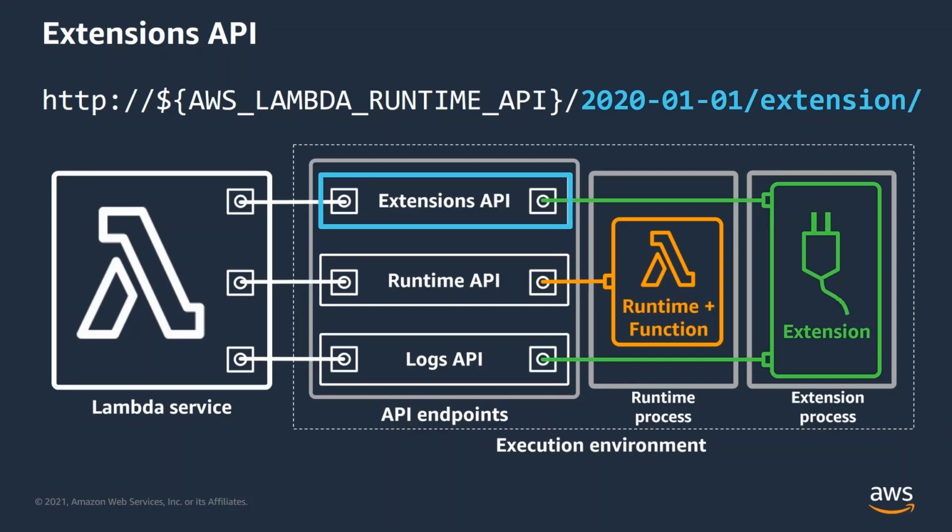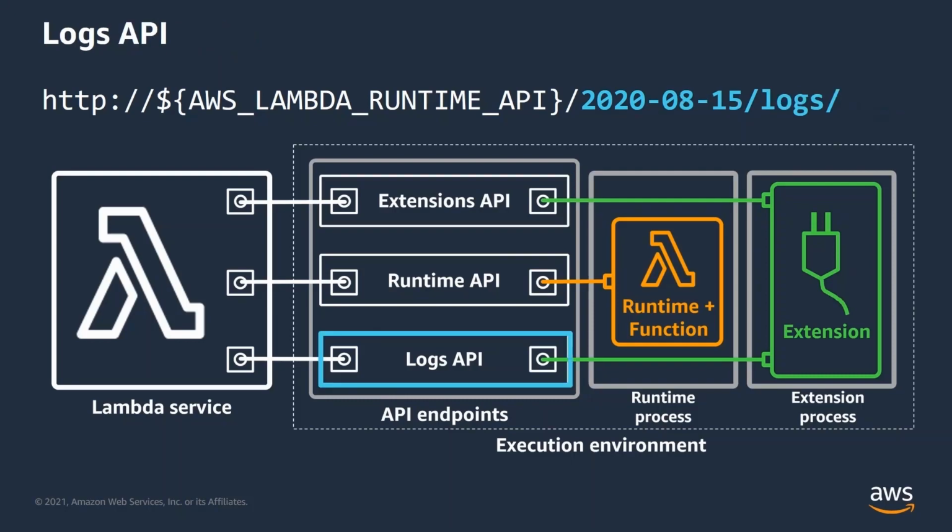Extension authors who want to write their own tools use the new Extensions API to integrate deeply with Lambda. This is how extensions communicate with Lambda to receive information about function invocations. The Extensions API uses the same Runtime API environment variable, but as you can see here, extensions communicate with the Extensions API path /2020-01-01 as the version and then the path /extension. Lambda extensions can also use the Logs API to receive logs directly from Lambda, and I'll cover this in more detail shortly.